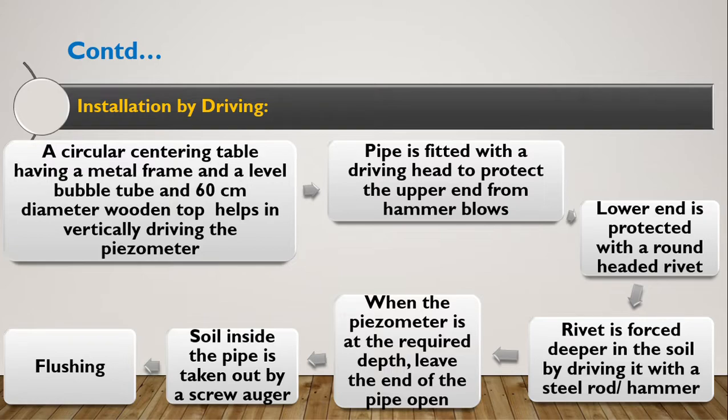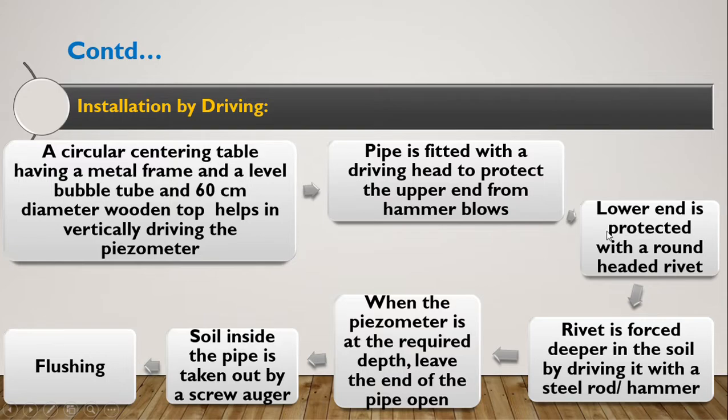Now the pipe is fitted with, so we'll take the pipe, it will be a 2.5 centimeter long pipe, and the pipe is fitted with a driving head to protect the upper end from hammer blows. We are hammering the pipe into the ground. While hammering, there may be chances of some distortions on the surface of the pipe or edge of the pipe. So for avoiding those distortions, we will place a driving head over the pipe. Above that we will apply the hammer.